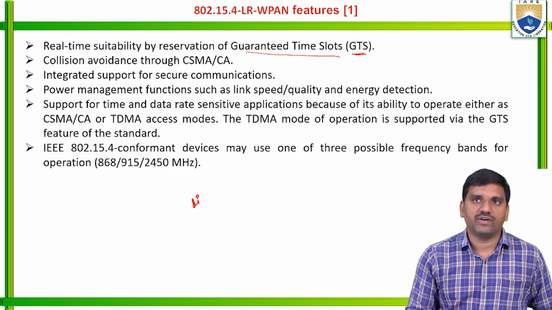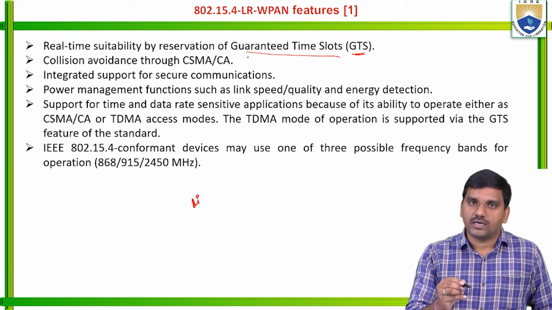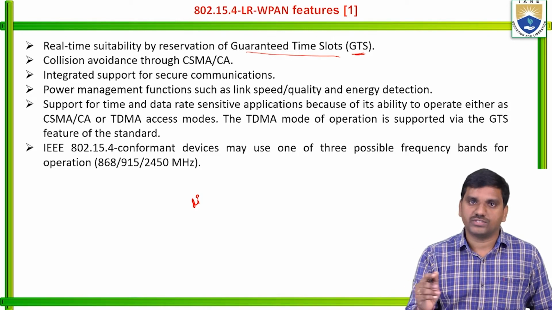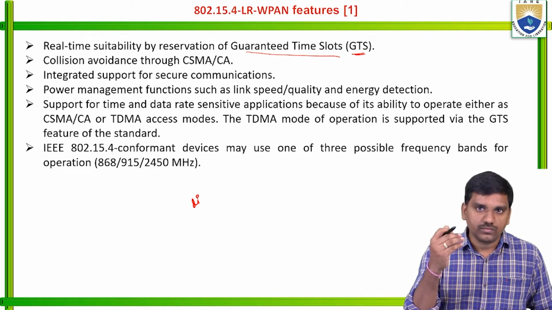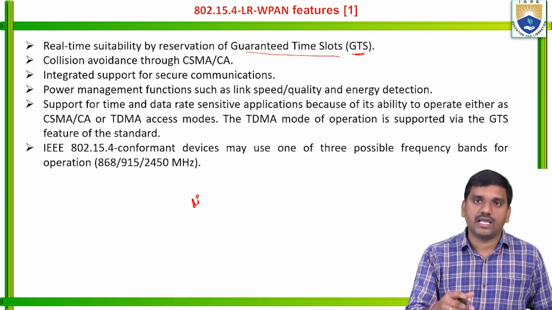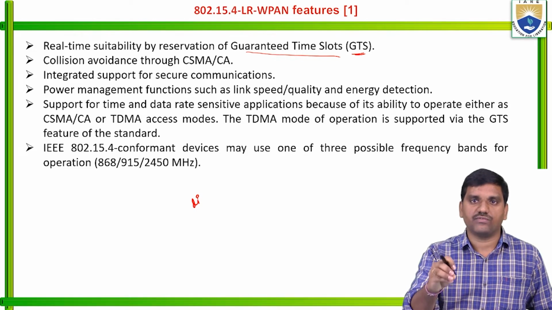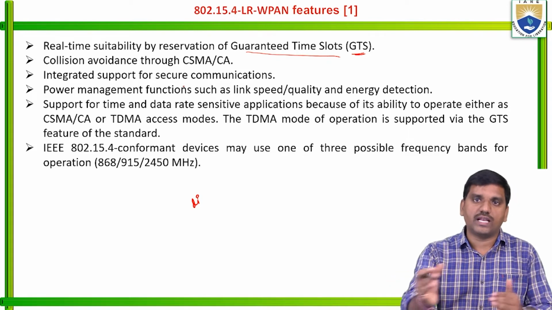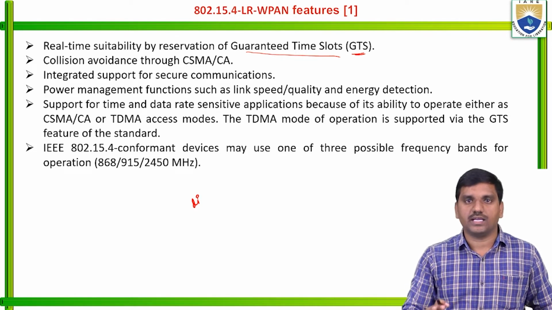Next, collision avoidance through CSMA-CA. Without multiplexing, many signals can pass through channels, which is okay, but at times there may be a chance of collision, that is interference. In order to overcome that, LR-WPAN also provides collision avoidance. This is one of the features of LR-WPAN. Next, integrated support for secure communication. Overall, LR-WPAN provides security for us.